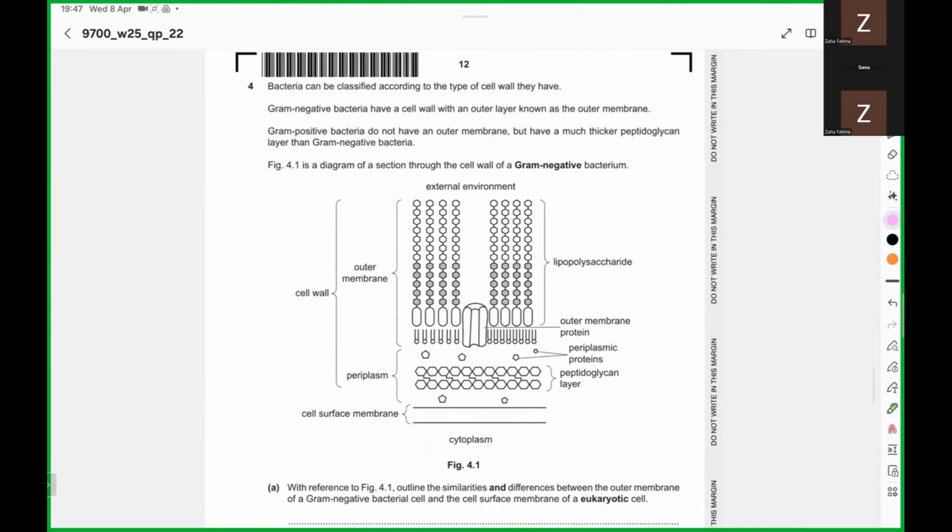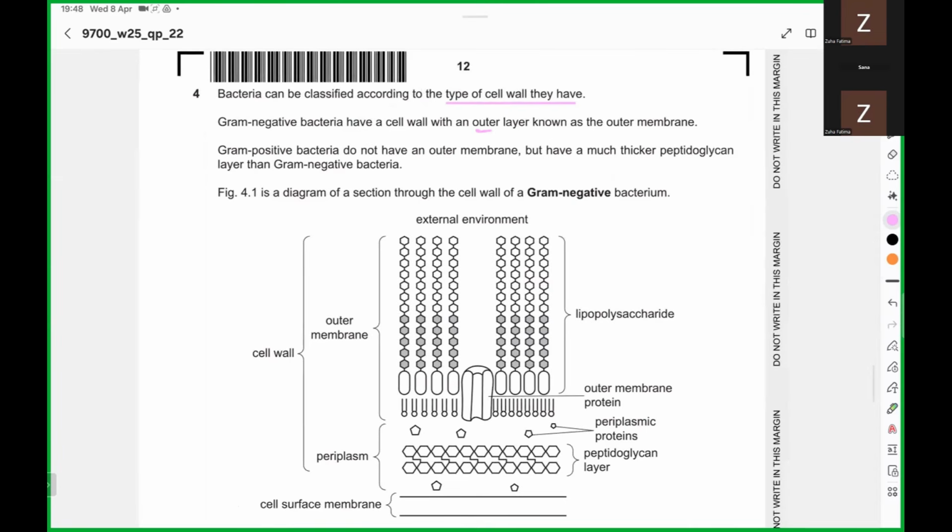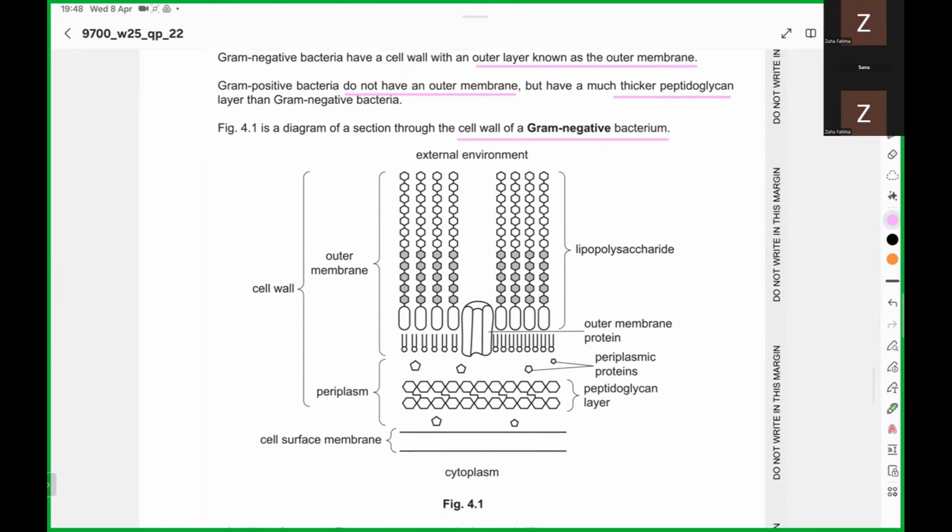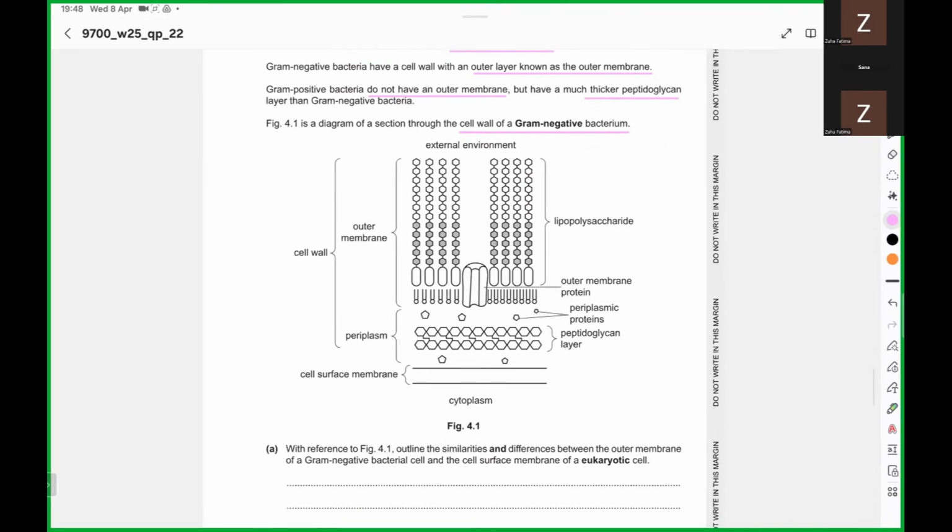Let's move to the next question. Bacteria can be classified according to the type of cell wall they have. Gram-negative bacteria have a cell wall with an outer layer known as the outer membrane. Gram-positive bacteria do not have an outer membrane but have a much thicker peptidoglycan layer than gram-negative bacteria. Figure 4.1 is a diagram of a section through the cell wall of a gram-negative bacterium, which has an outer layer. With reference to figure 4.1, outline the similarities and differences between the outer membrane of a gram-negative bacterial cell and the cell surface membrane of a eukaryotic cell.